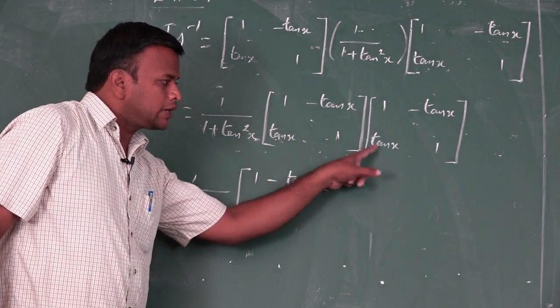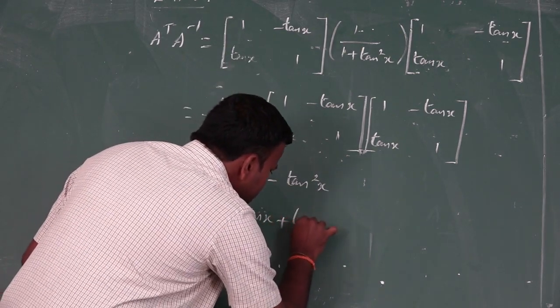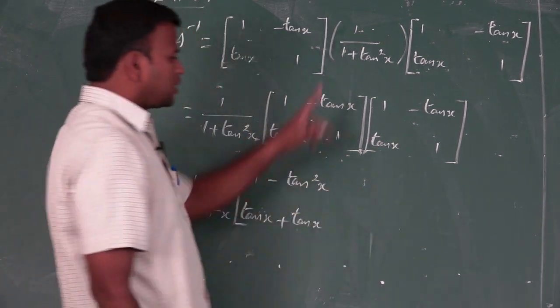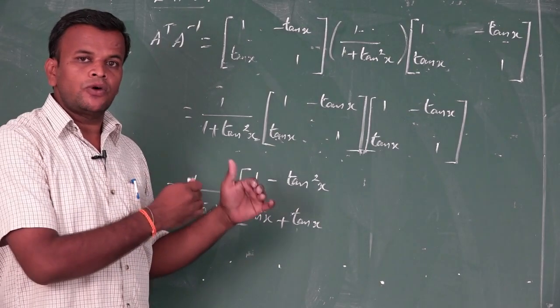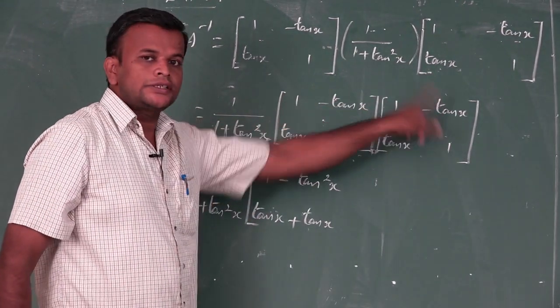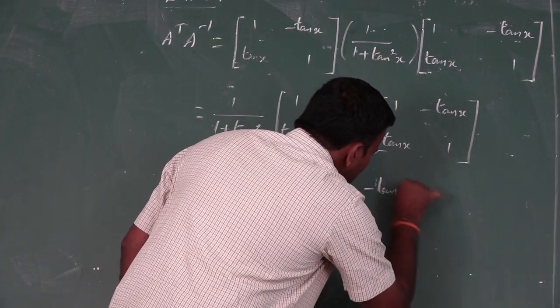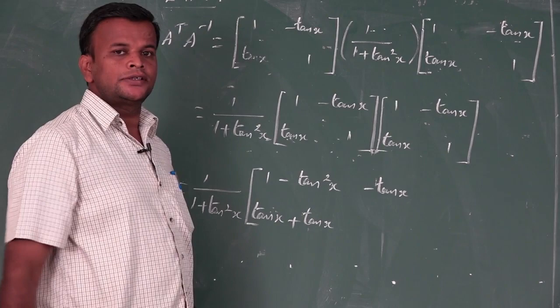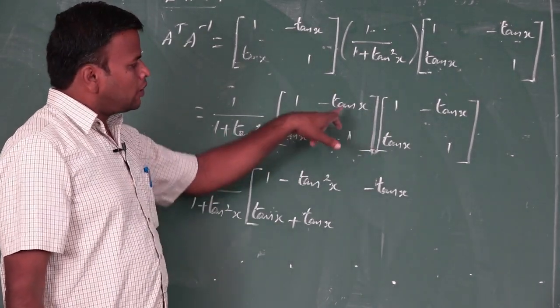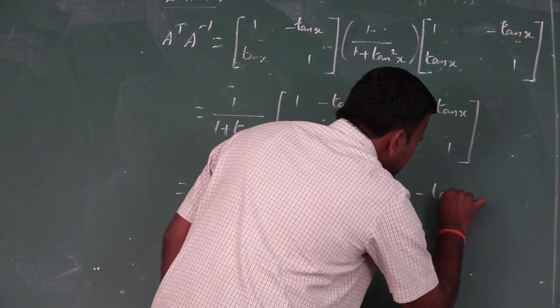Then plus 1 into tan x. 1 into tan x is again plus tan x. So first column over. Now we do the same work in the second column. So 1 minus tan x. 1 into minus tan x is minus tan x. The next step, we move minus tan x into 1, is again minus tan x.